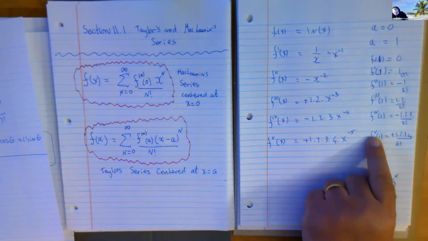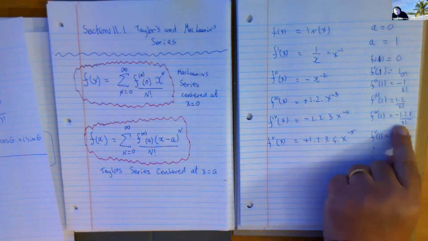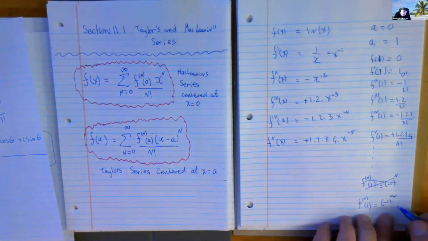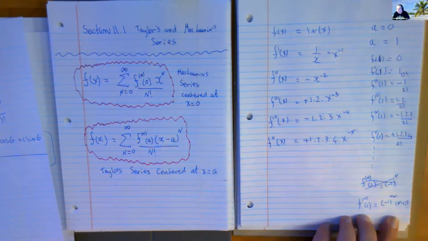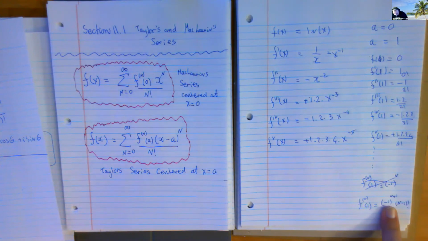The fifth derivative gives you 4 factorial. The fourth derivative gets you 3 factorial. Wouldn't the nth derivative give you n minus 1 factorial? Are we comfortable with that pattern? Haven't I now generated the thing that I need to know? The nth derivative at 1 is negative 1 to the n plus 1 times n minus 1 factorial.